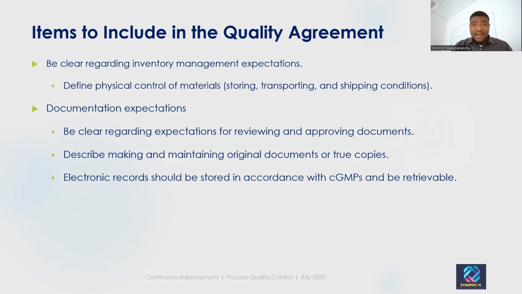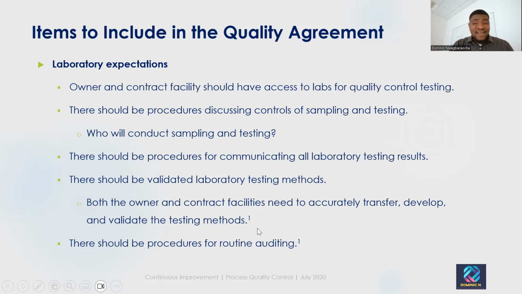So we also need to be clear regarding expectations for reviewing and approving documents. Who defines the SOPs? Are you going to take my SOPs from my company and use them in your site, or are you going to use your own SOPs? But I also have to be a signatory to those documents. All of these things we need to be able to define. Electronic records, how should they be stored? What is the data integrity policy? Are you going to put that in place? All of these things. So it is very important that we take everything into cognizance when we do this.